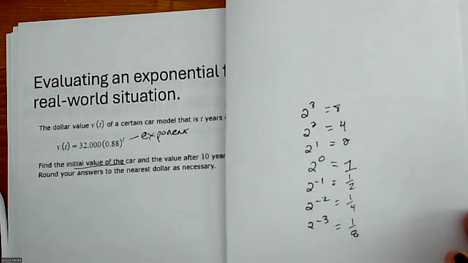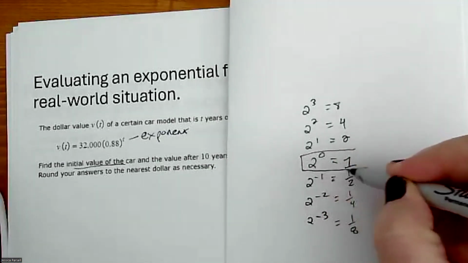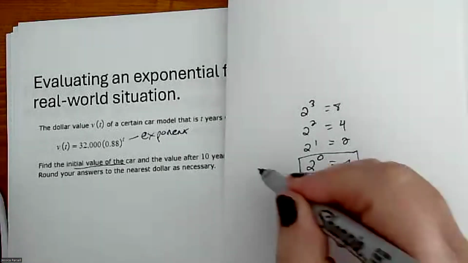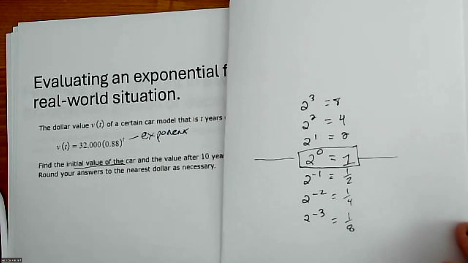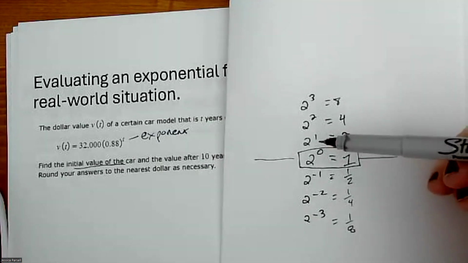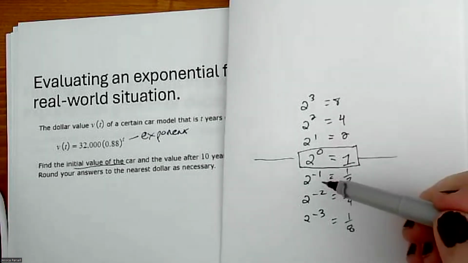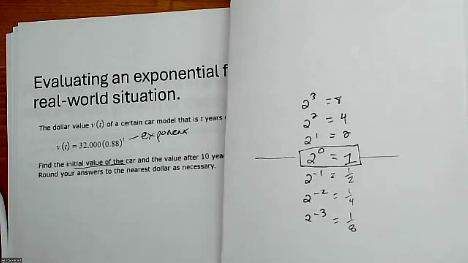And I want you to see if you see a pattern here. So I'm going to put a little box around this. That's sort of a separator. And then see if you can see a pattern that's happening as we go up in positive exponents and down in negative exponents. Hopefully you're going to see something.